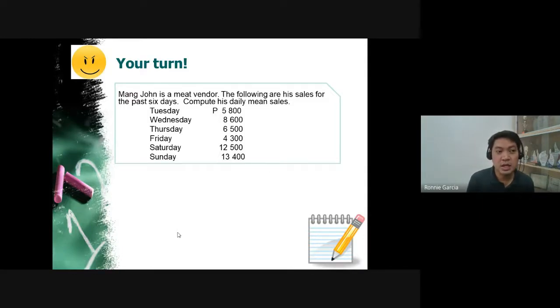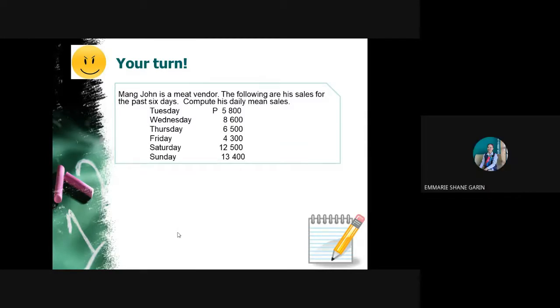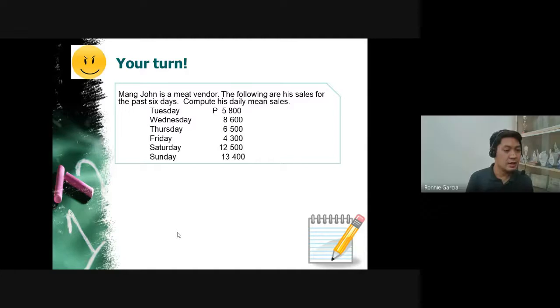Since pera ito siya, you have to round off your answer to the nearest centavo. So last two decimal places dapat. So we already have one answer. How about the others? Two answers now.